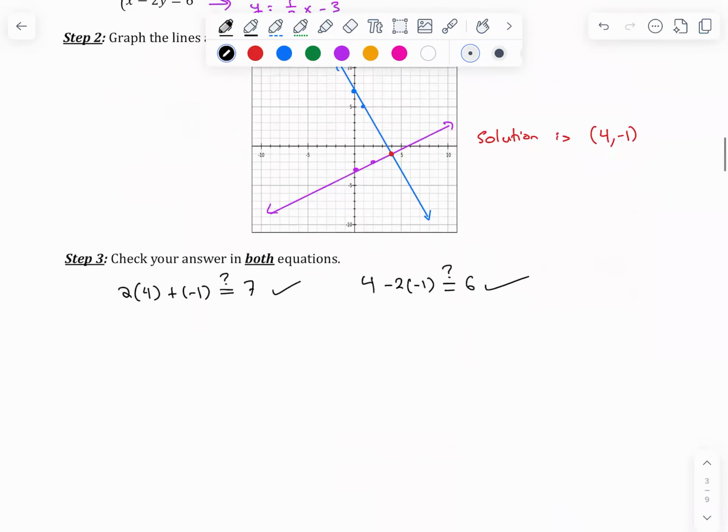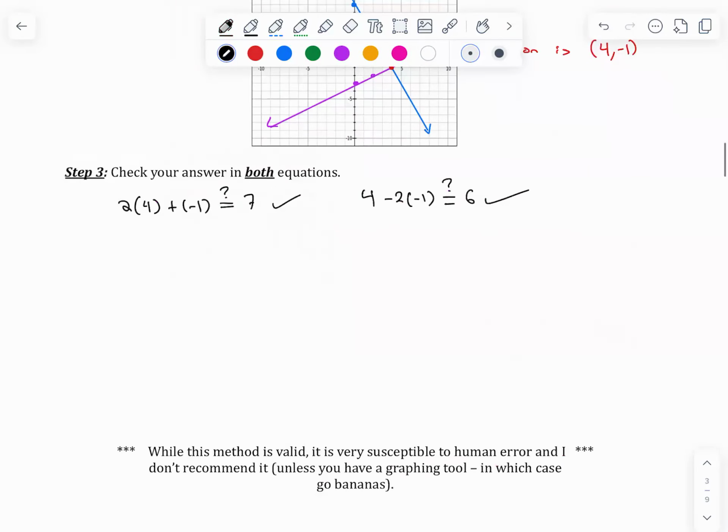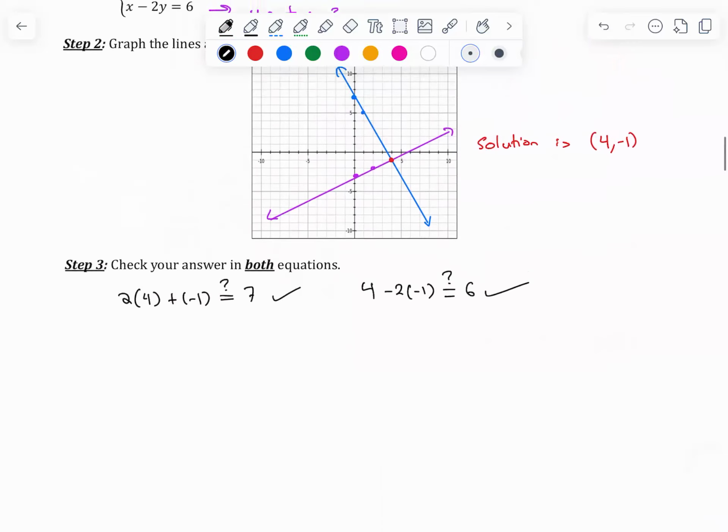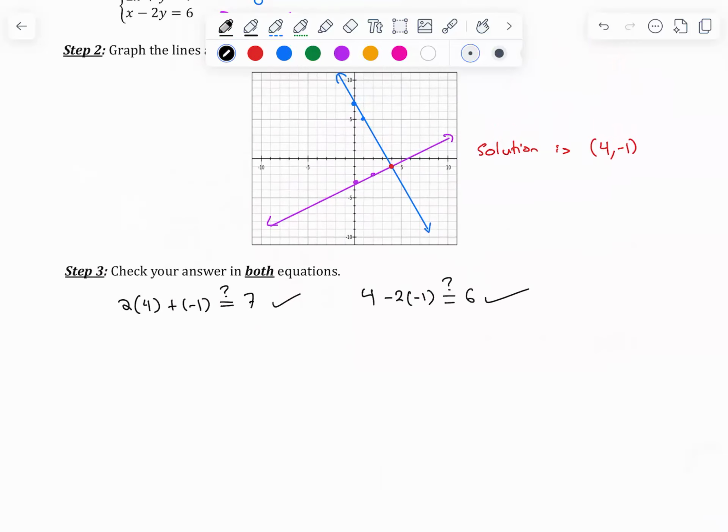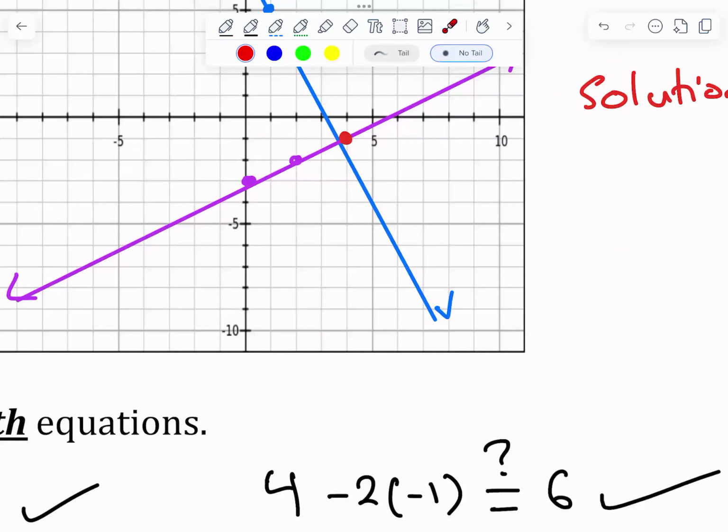Be that as it may, this method is valid. However, it's very susceptible to human error because we can't draw straight. I mean, I can draw a straight line with my tablet because it can do that. But as a human being, I can't draw a straight line to save my life. So how could I be certain that I get it exactly right? If I'm drawing it by hand, I might get a little bit off, and then I'm like, well, maybe it's like 3.5 comma negative 1.1. And so that's the thing we need to look out for.